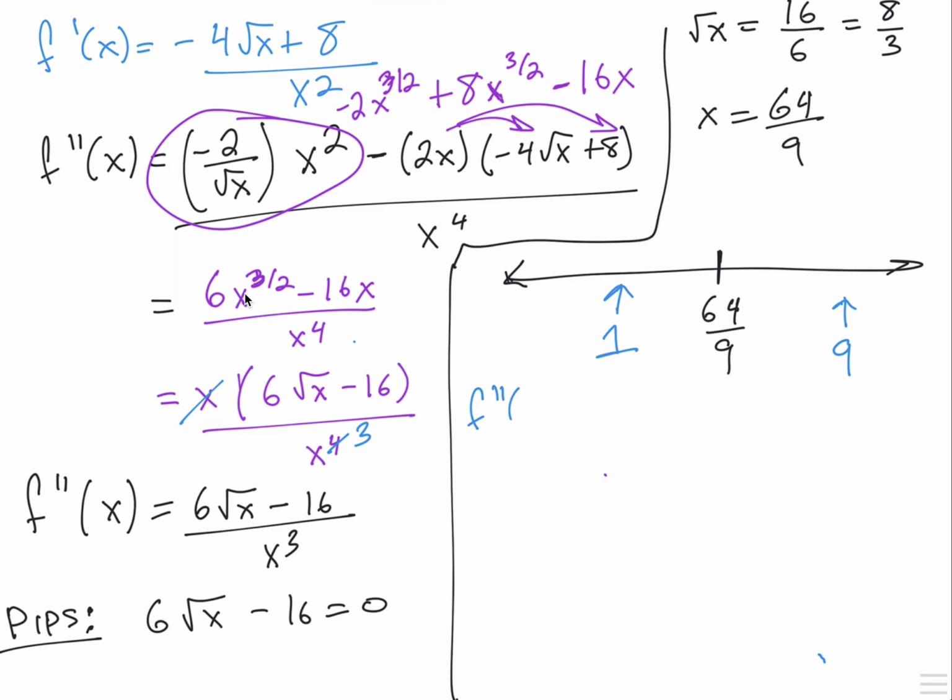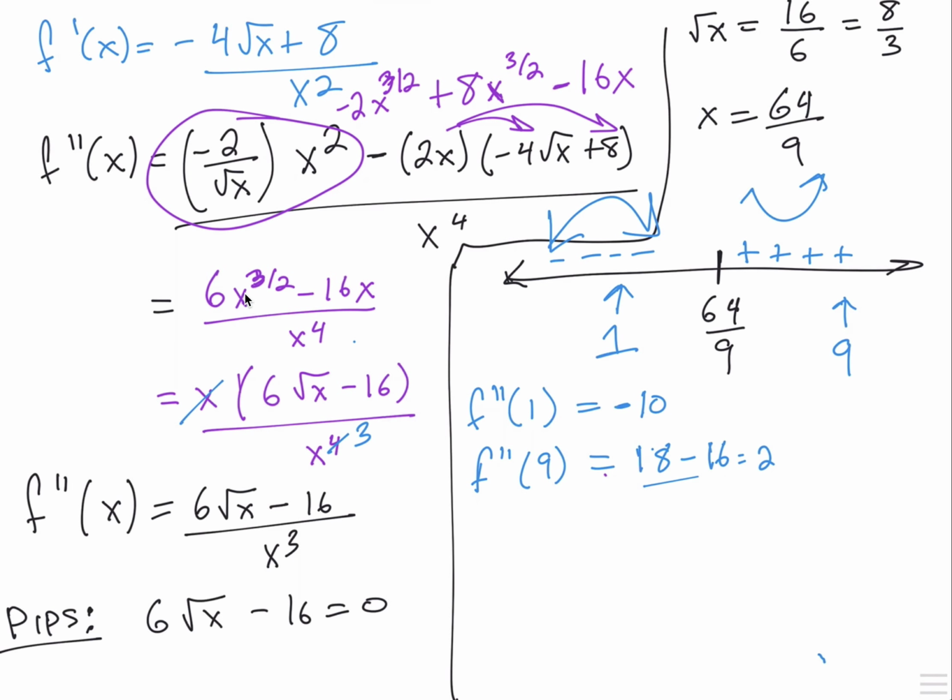So plug it into the second derivative. So second derivative of 1 is minus 10, right? So that means it's going to be concave down, right? And if I plug in 9, what do I get? 18 minus 16, which is 2, right? So that means it's going to be concave up. So I have an inflection point at 64/9, and then what's the y value?